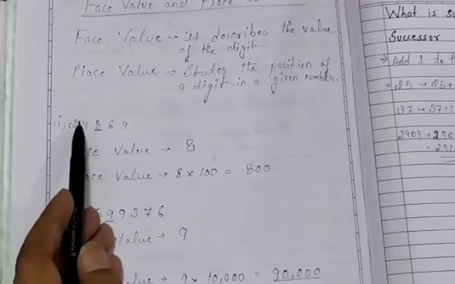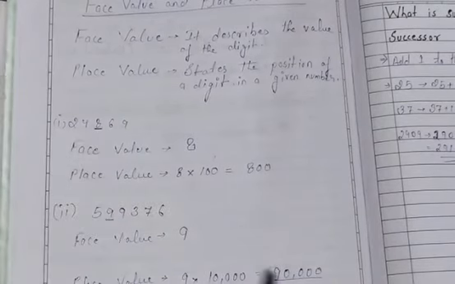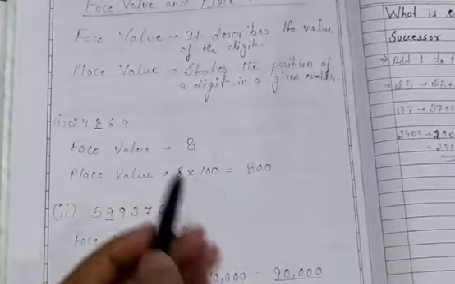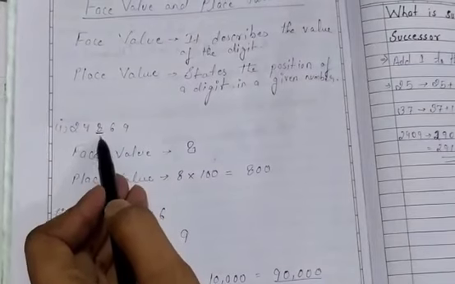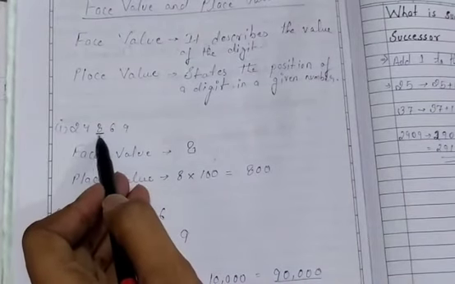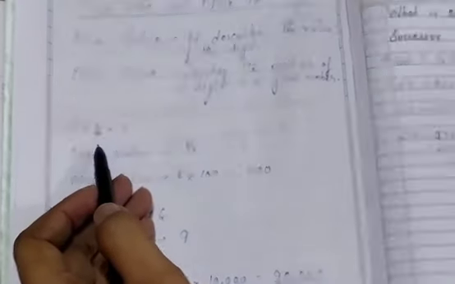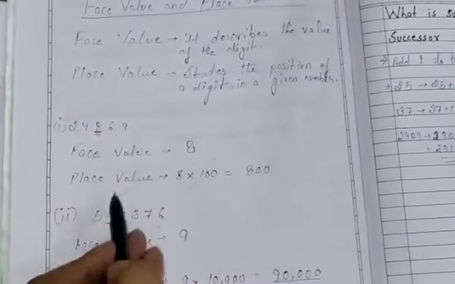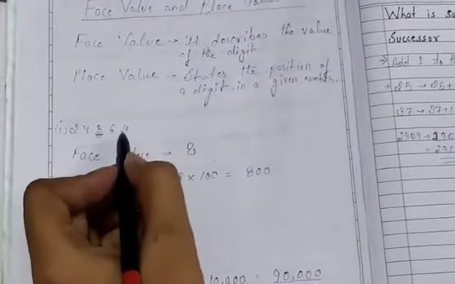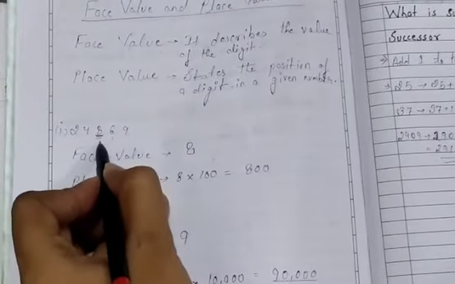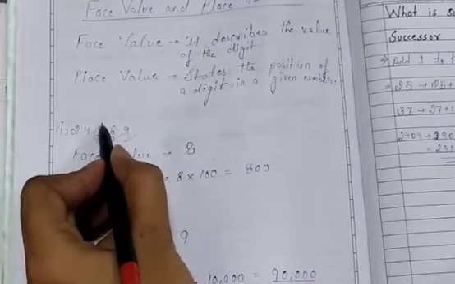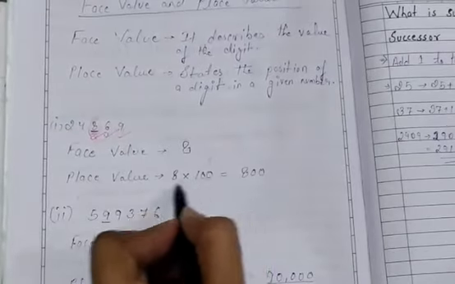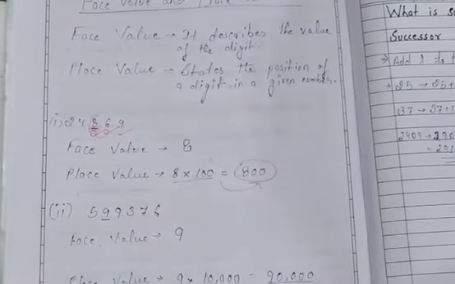If I talk about 2486, and I ask what the face value and the place value are, you can see the face value is the digit itself. If I underline the digit 8 and need to find the place value and face value, the face value is 8 itself, but what is the place value? We need to read it like ones, tens, hundreds. So 8 is at the hundreds place, so it will be multiplied by 100. It means 800 is the place value.